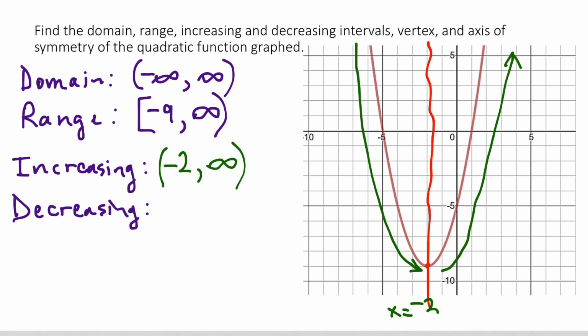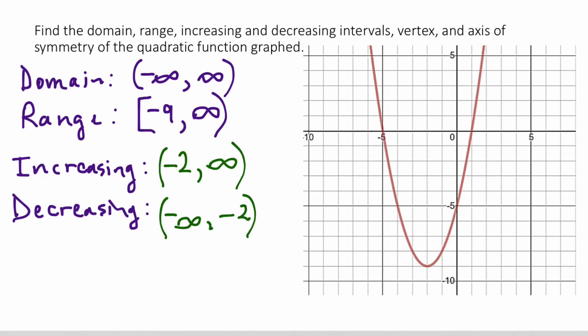Now when I talk about decreasing left to right, I start at negative infinity. That's as far to the left as I can go, and I decrease all the way until I get to -2, and that's where I turn around. That's my decreasing interval. Smooth brackets as well.